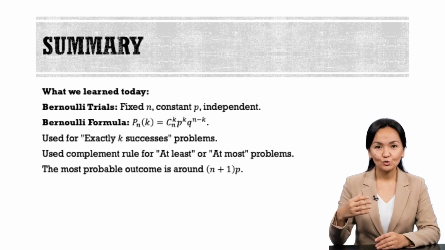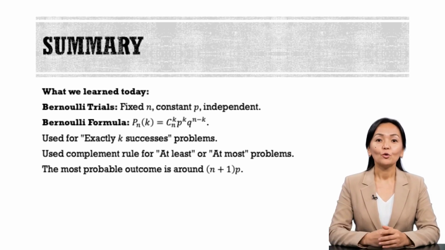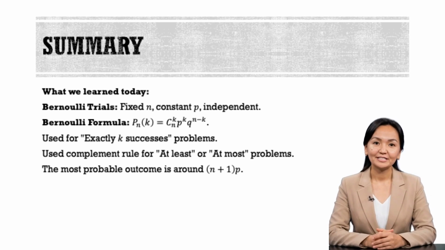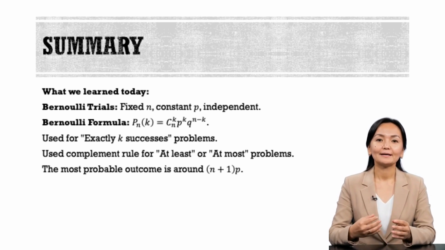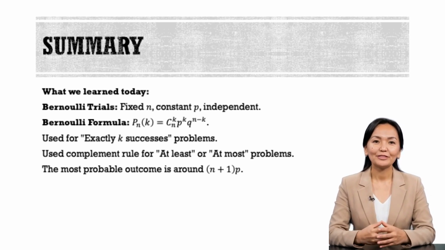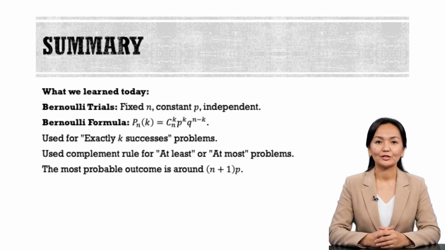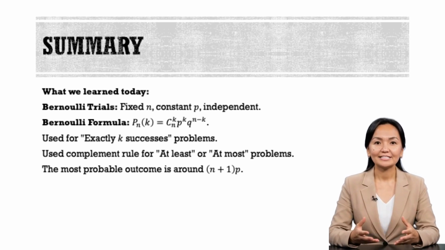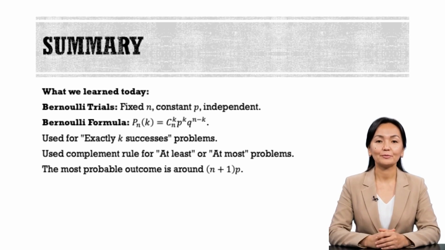A very practical question is, which number of successes is most likely to occur? In other words, for which value of k is the probability p sub n of k maximized? There's a simple formula to find this most probable number, which we denote as k0. It satisfies the inequality n plus 1 times p minus 1 is less than or equal to k0, which is less than or equal to n plus 1 times p, and k0 must be an integer.